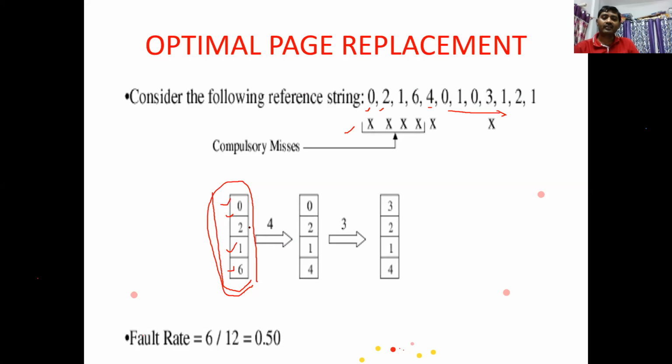See here, 6 will never appear in the future. We look into the future, 6 will never appear, so automatically 6 will be replaced and 4 will be kept. The next one will be 0, 1 will be there, so it is a hit, it is a hit, it is a hit. Next, 3 has to be there.